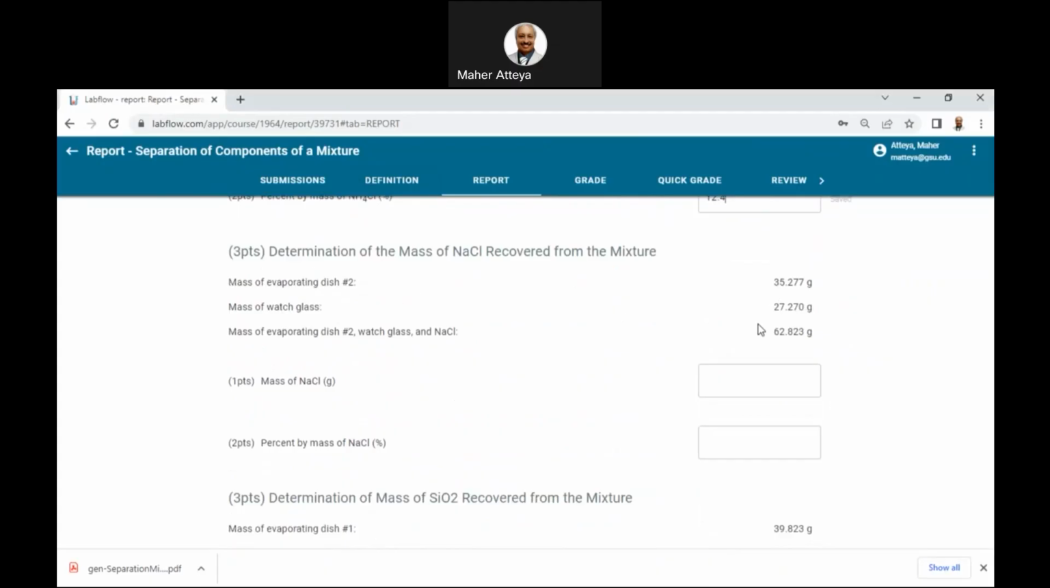Mass of the white glass is this. So that's the sum of both. Mass of evaporating dish and white glass is the sum of both. Mass of evaporating dish 2 with white glass and sodium chloride is this. So, okay, mass of sodium chloride is this one here. Copy. This minus both. Correct? Okay, this here. Mass of sodium chloride.